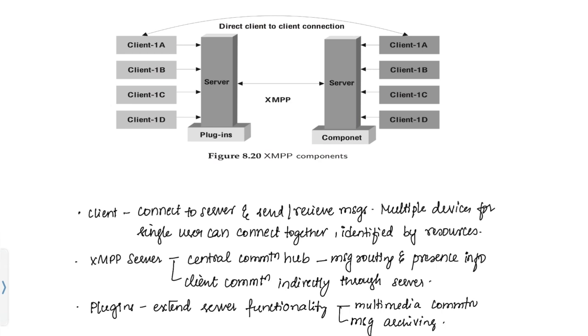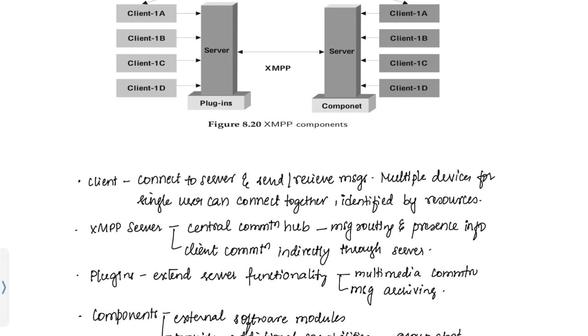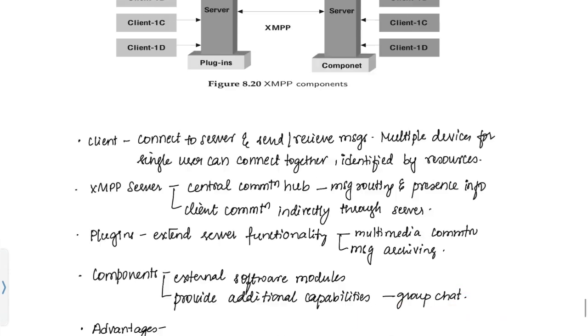This server will act like a central communication hub. It will manage the message routing, and it will also detect the presence information. This will ensure that clients can communicate indirectly. They are not communicating directly here. Indirect communication is happening through the server. Then we have plugins here. Plugins will extend the server functionality for custom requirements like multimedia communication or message archiving. Then components are any external software modules which will interact with the XMPP server, and they'll provide additional capabilities like a group chat feature or pub-sub features which we have discussed above.